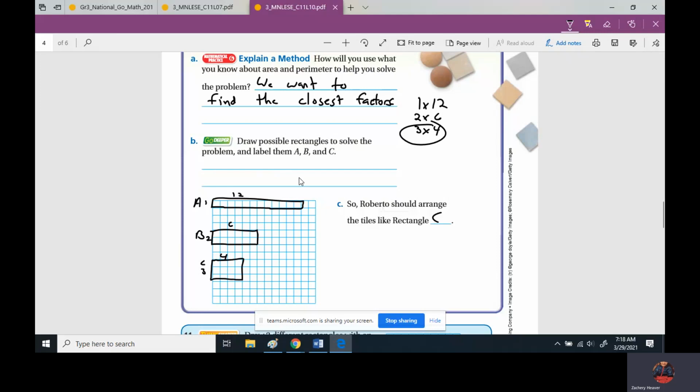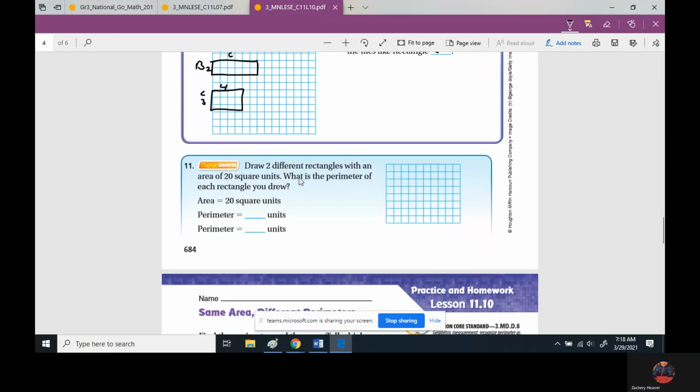All right. Number 11 is draw 2 different rectangles with 20 square units. What is the perimeter? So we can't do 1 times 20. We don't have enough blocks. So let's just do what's next, 2 times 10. So let's go down 2 over 10. So we have 2 here and 10 here. So 10 plus 10 is 20. 2 plus 2 is 4. It's 24. And next we can't do 3, but we can do 4 times 5. And that's the last one we can do because look how close they are.